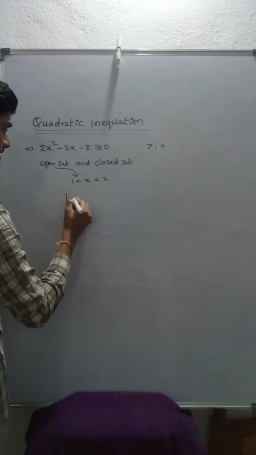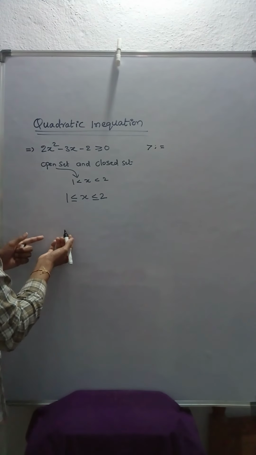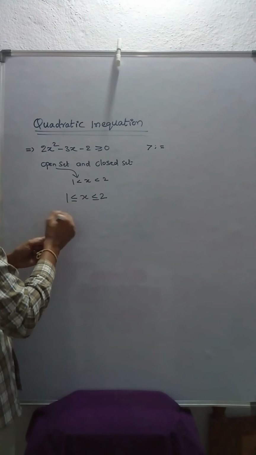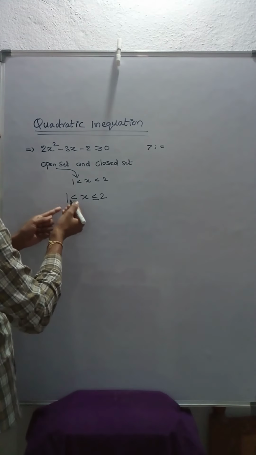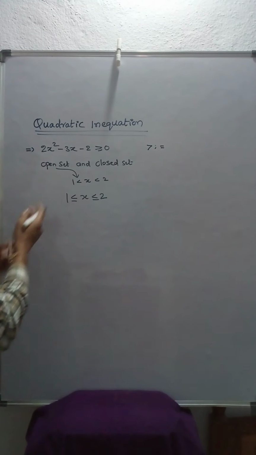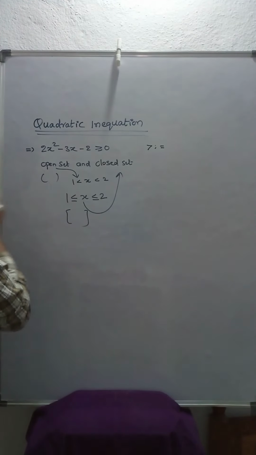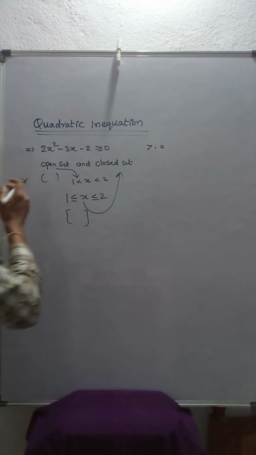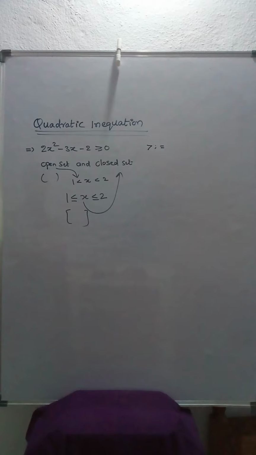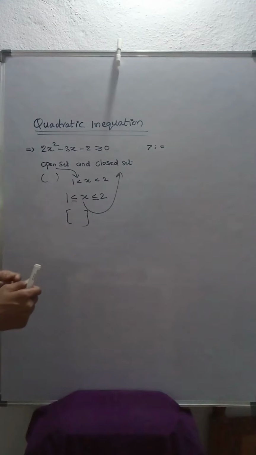For example, the same thing is considered here as 1 less than or equal to x less than or equal to 2. The meaning is that 1 is also included, which means 1 also satisfies. The starting value is 1 and the ending value is 2. So this type is said to be a closed set. For this one we use square brackets, for the other we use parentheses. Now we are going to study greater than or equal to 0. So you need to understand these two important things, open set and closed set. Then we'll start on the problem.